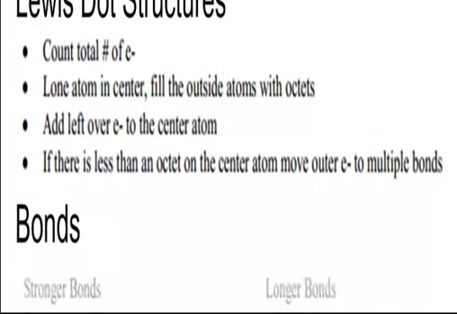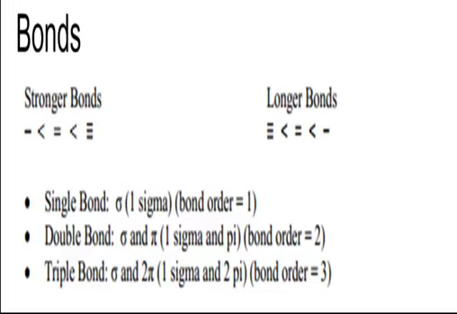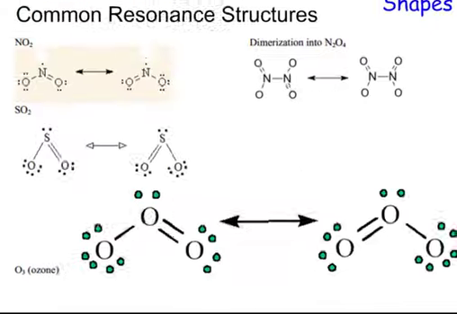Let's take a look at our bonds. What we know about bonds: stronger bonds are going to be triple bonds, but longer bonds are going to be single bonds. Single bonds are going to be 1 sigma, a bond order of 1. Double bonds are going to be a sigma and a pi, a bond order of 2. Triple bond is going to be a sigma and 2 pi, a pi sandwich there, and that's going to be a bond order of 3.